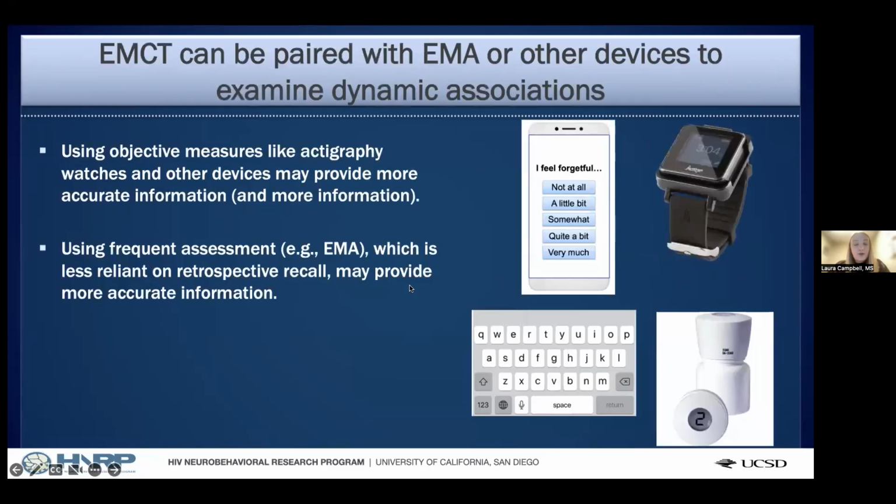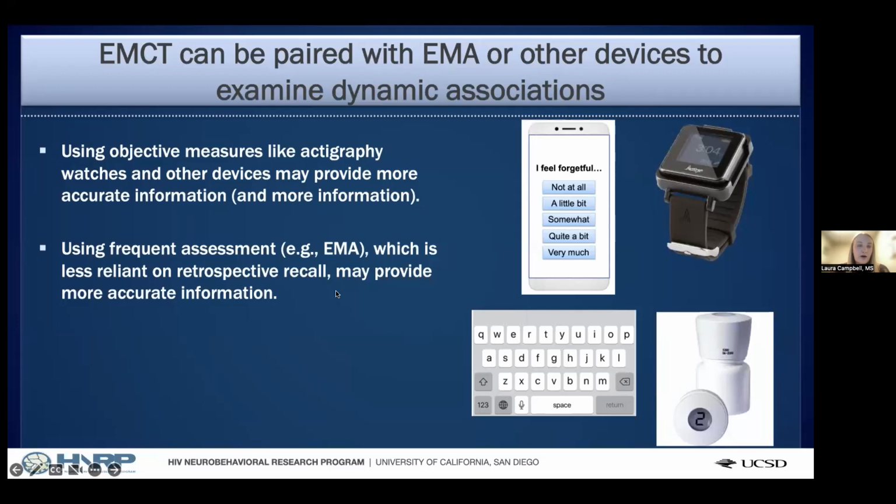All right, so overall, what we found is that ecological momentary cognitive testing can be paired with other devices such as EMA or other sensors to provide us with more accurate information and more information as well. With more information, we can start to look at variability. Using frequent assessment like EMA, which is less reliant on retrospective recall, we also may be able to look at more accurate information as well as variability.